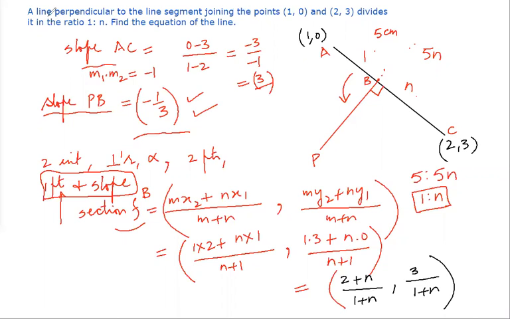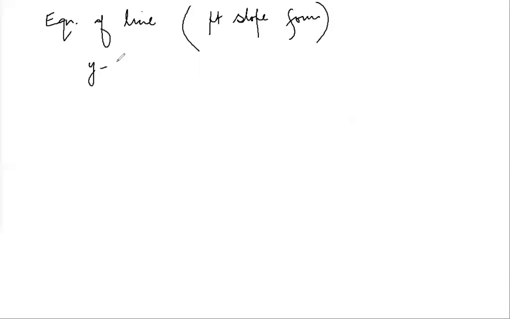What is the equation of the line? Please tell me. Now we need not think. So the equation of the line will be according to point slope form. What is the equation of the line according to point slope form? y minus y1 upon x minus x1 is equal to m. So what is the equation then?